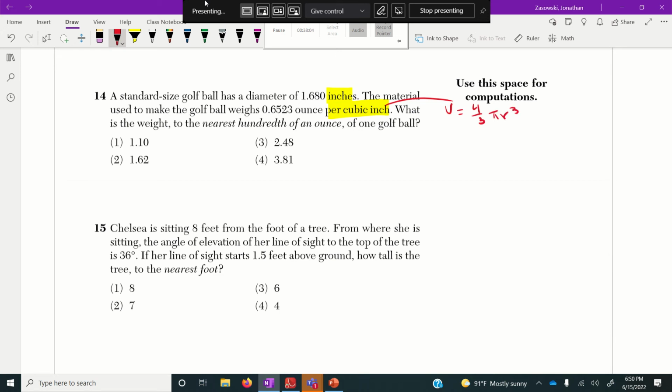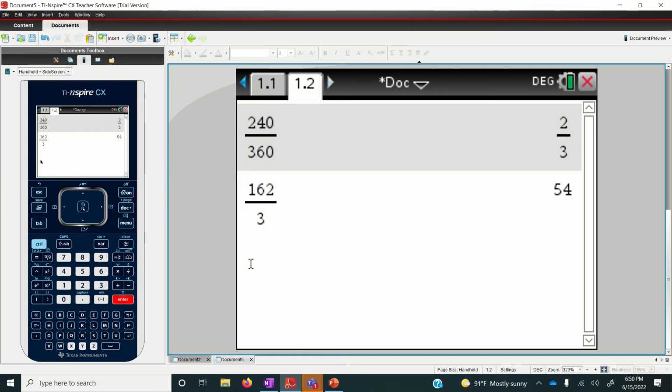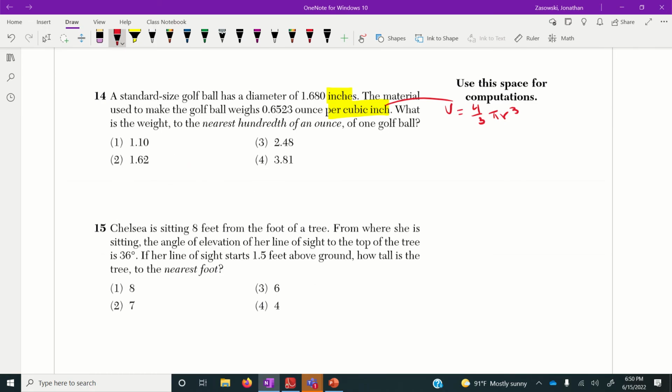Okay. They give us the diameter is 1.680. So we just have to take half of that. First, we have to click here. 1.680 divided by 2. So that's 0.84. So we know that that's my radius. So now we're going to do volume equals 4/3 pi times 0.84 cubed. And we're just going to use our calculator.